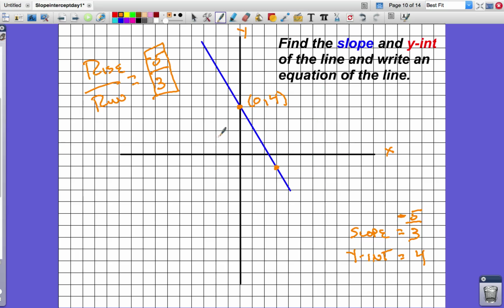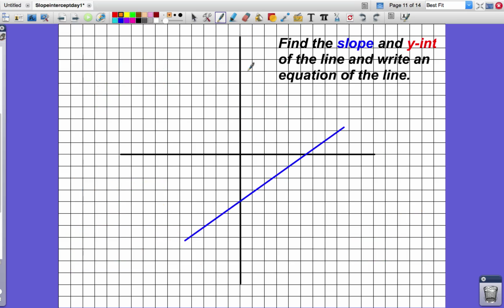Now, if I wanted to write the equation of this line, I know my equation has to be in the format y equals mx plus b. I know what my m is. My m is my slope, so that's going to be -5/3. I know that my b is my y-intercept, which is +4. Now I'm just going to add my x, add my y, and the equal sign. I'm done. Here's my equation of the line. I just plug in my slope and my y-intercept into that equation.